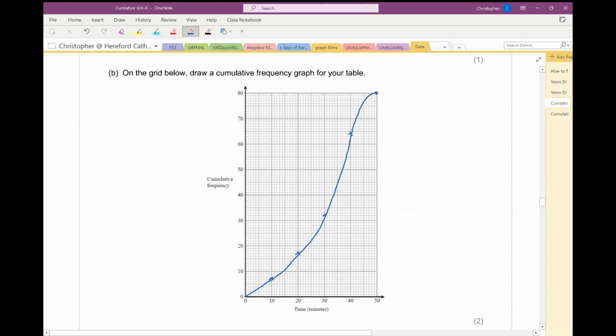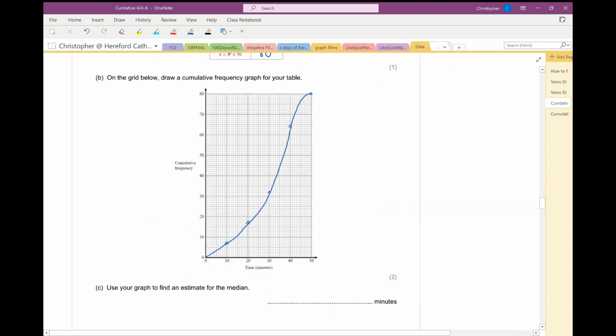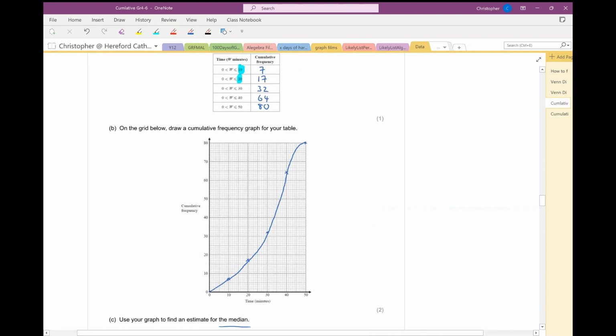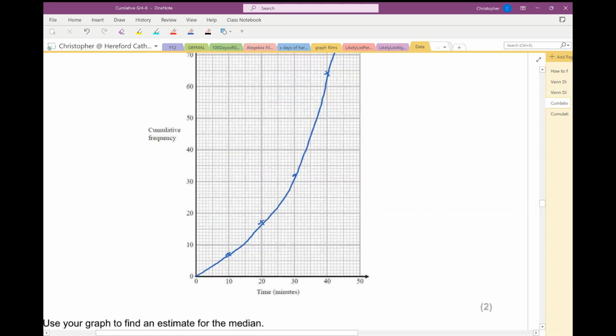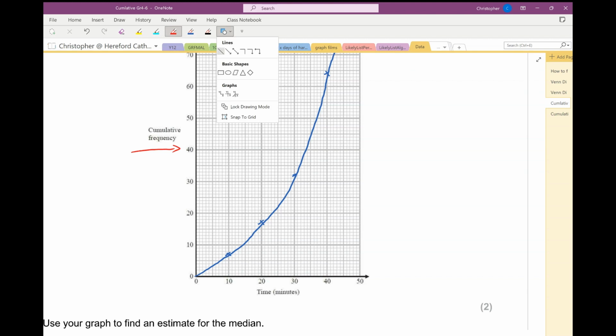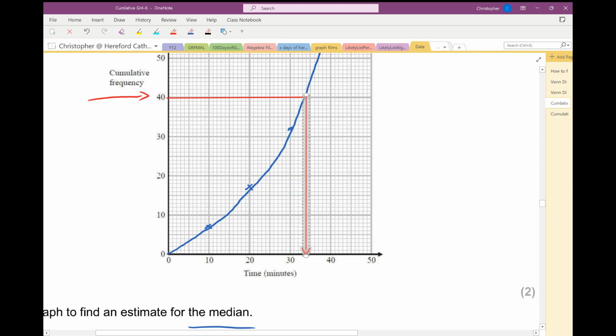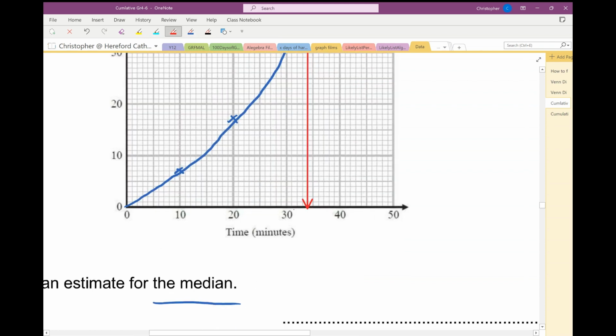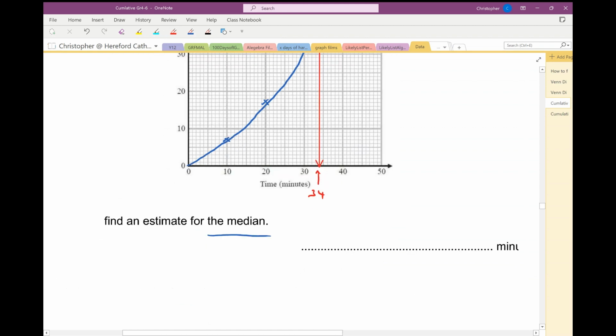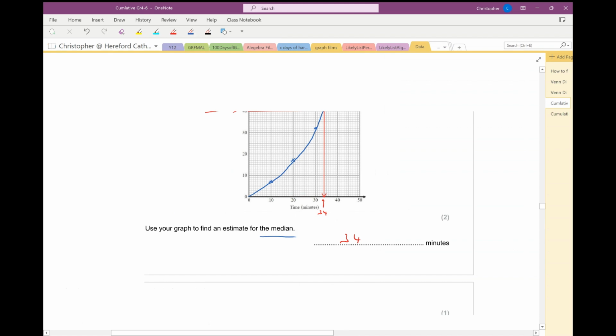Okay. Right. Use your graph to find an estimate for the median. Well, I know that altogether there are 80 patients, so the median is going to be the length of time the 40th patient waited. So I'm going to use my pencil and ruler, draw a line here, and then draw a line down and read off the amount of time that 40th patient waited. And I reckon that the 40th patient waited 34 minutes. So my estimate for the median is 34 minutes.